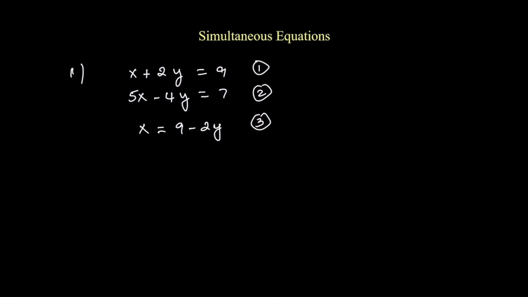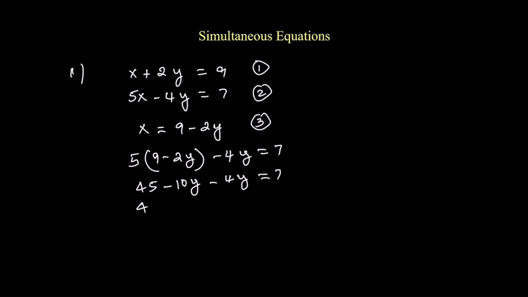Now we substitute equation 3 into equation 2. So wherever we see x in equation 2, we replace it with 9 - 2y. That gives us 5(9 - 2y) - 4y = 7. Now expand. 5 times 9 is 45. 5 times -2y is -10y. So we now have 45 - 10y - 4y = 7. Combine like terms. 45 - 14y = 7.